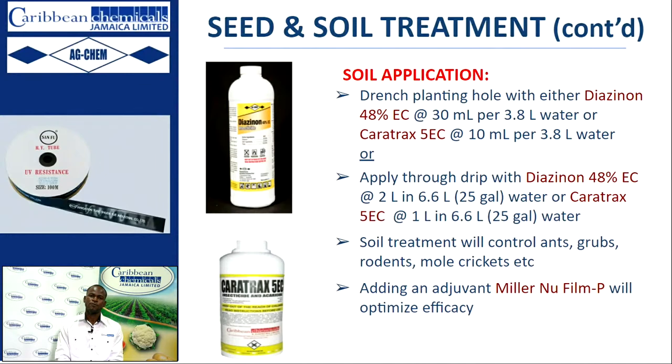Or if you have a more sophisticated system, you can send your insecticides through your drip system. You can use the diazinon at 2 liters, applied in 20 gallons of water, and fertigate that onto the acre. Or you can use the Caratrax at 1 liter in 20 gallons, and fertigate that onto the land. This will give you good coverage of any insect problem that may trouble you, all right? To get better control, we suggest that you add Newflame Pea at 10 ml per gallon. This will allow your product to bind to your soil particles to get effective control throughout the period, all right.